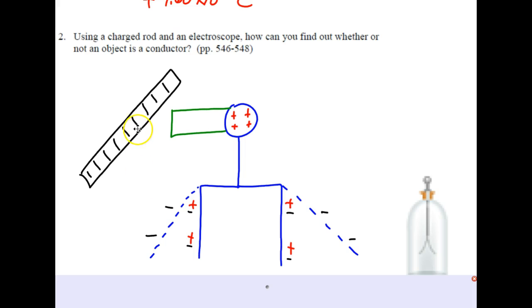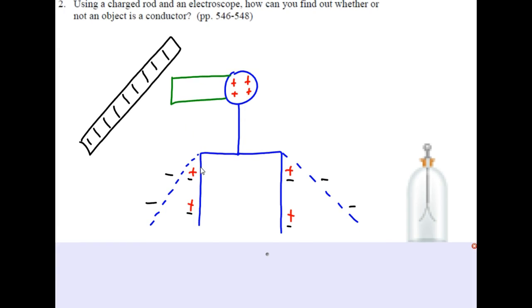How would you know that? Well, bringing the negative near here, if this is a conductor, would cause the negatives to move away and down into the leaves. This would make the leaves more negatively charged on both sides, and negative repels negative. If you bring this charged negative rod near this object and nothing happens, then you know that this object is an insulator. It does not conduct electricity. Electrons won't move easily in it. So that's how you can use the electroscope to find out whether or not an object is a conductor.